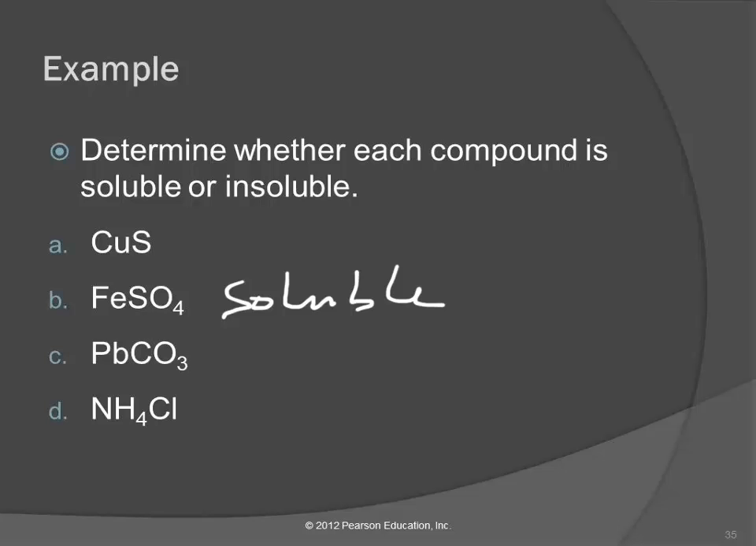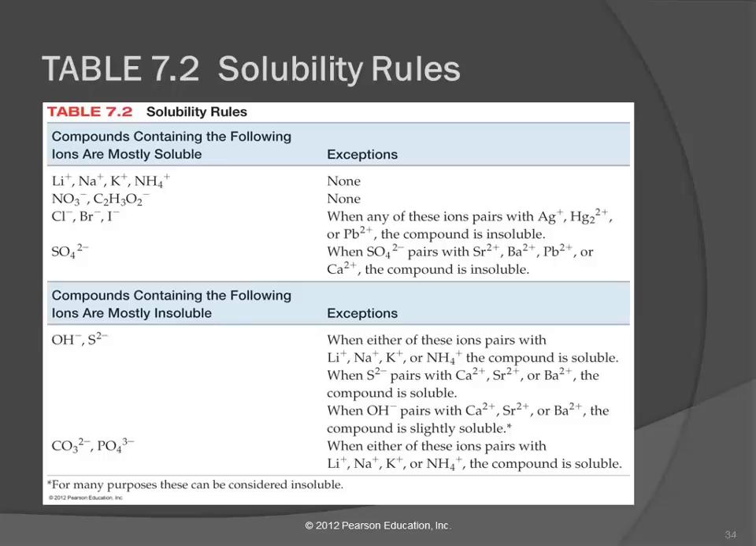So PbCO3. Got to go look in the table. And so we see CO3 2-, that's the carbonate ion, is at the bottom, generally insoluble, except when it's with one of these guys, and it's not with one of these guys. So that means it's insoluble.